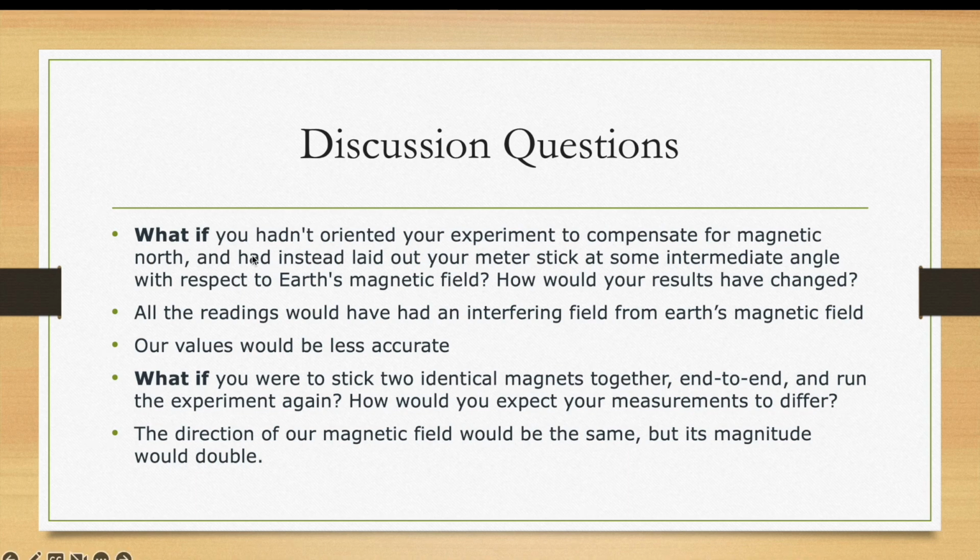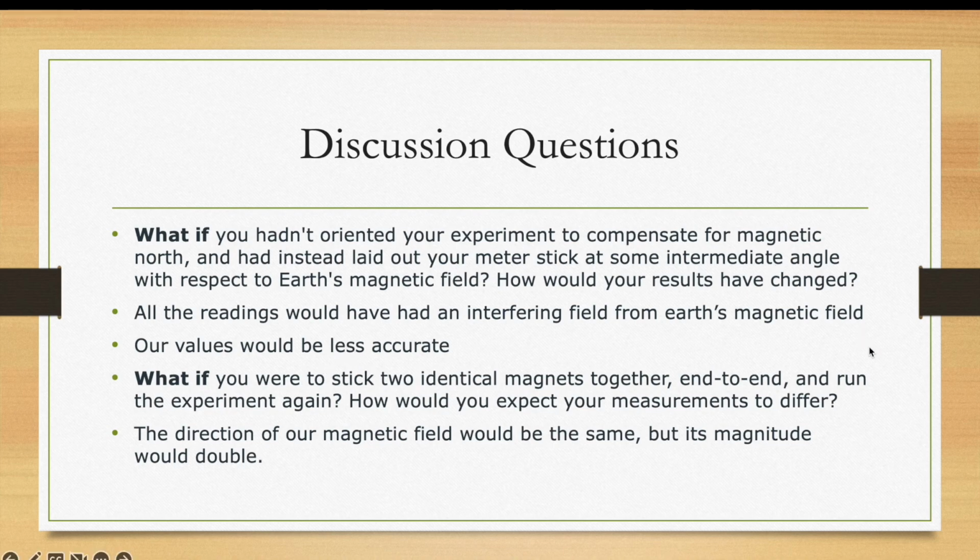Then the two discussion questions. First is, what if you hadn't oriented your experiment to compensate for magnetic north? I think all of the readings would have had an interfering field from Earth's magnetic field, so all of our values would be skewed in a certain direction, and our values would be less accurate.